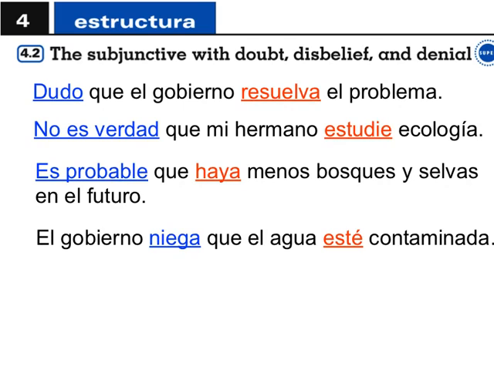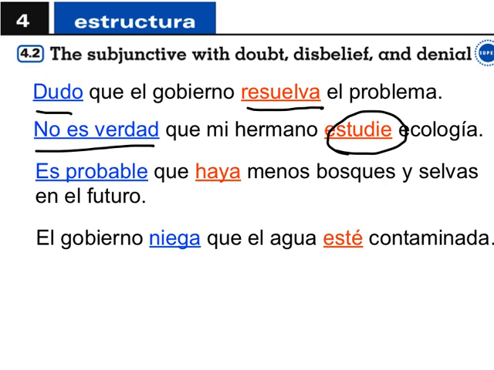And now look at all of these nice examples of doubt, disbelief, and denial. Dudo que el gobierno resuelva el problema. Remember, whenever someone doubts that something is happening, the subjunctive is used. Here's the expression, no es verdad. In Spanish, whenever you say it's not true, the subjunctive is used. No es verdad que mi hermano estudie ecología.